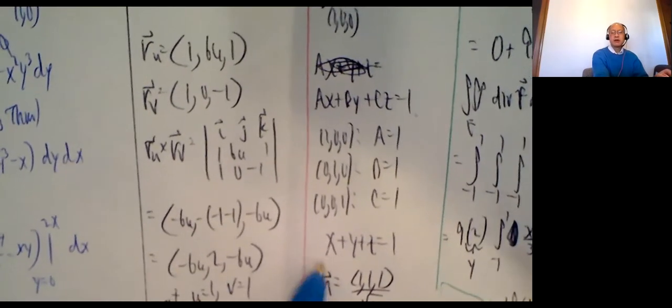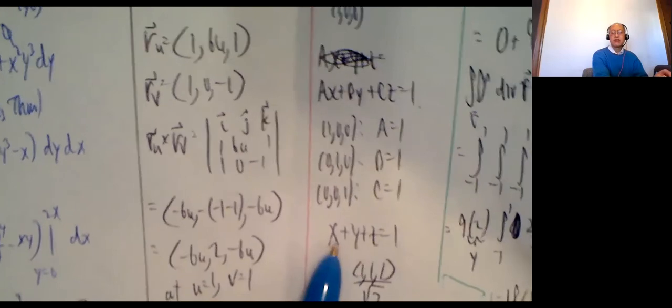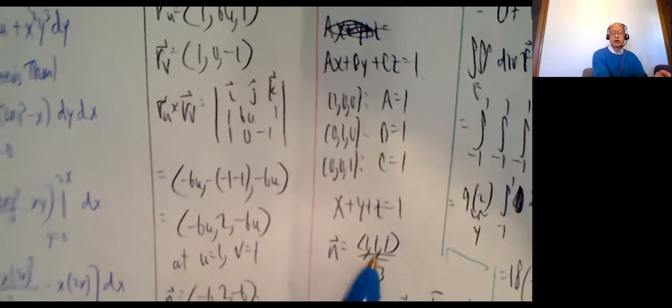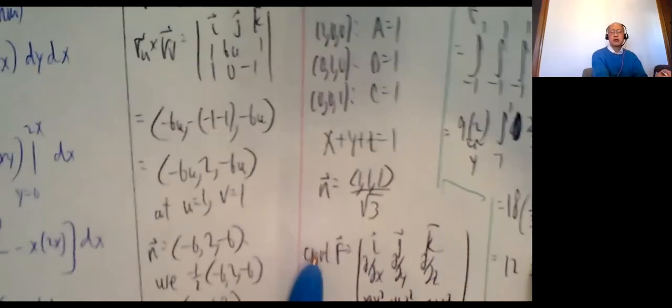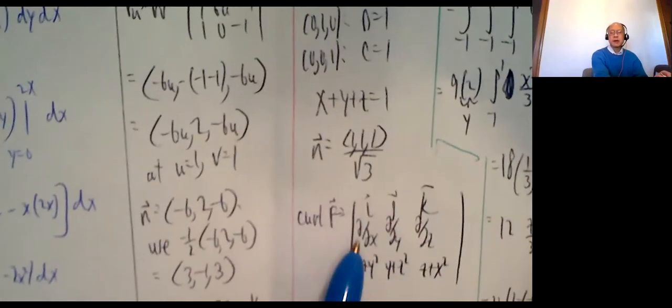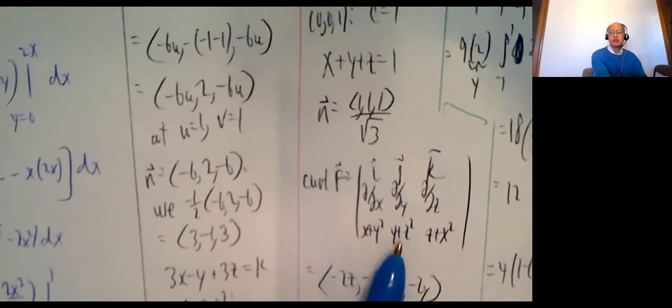Okay, so a normal vector is <1, 1, 1> divided by the square root of 1 plus 1 plus 1, radical 3. Okay, curl F: i, j, k; partial with respect to x, y, and z; x plus y squared, y plus z squared, z plus x squared.